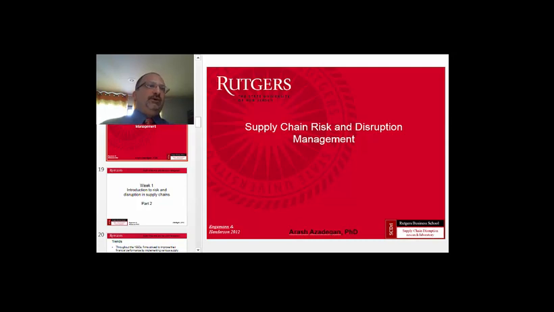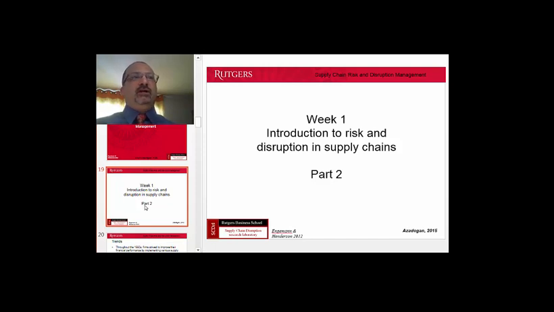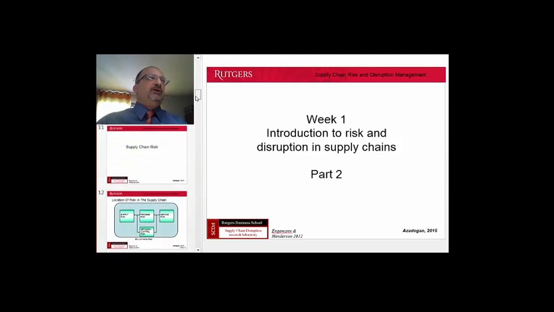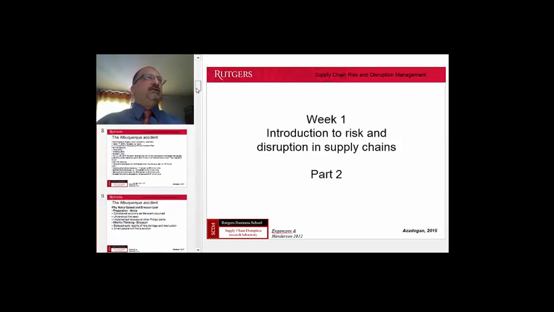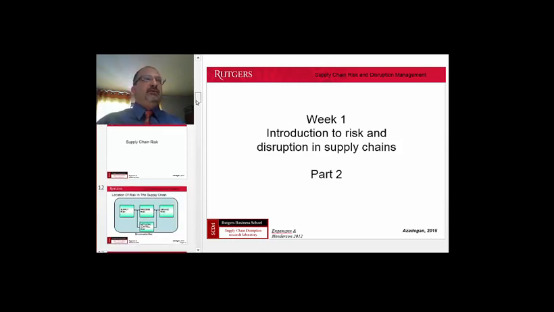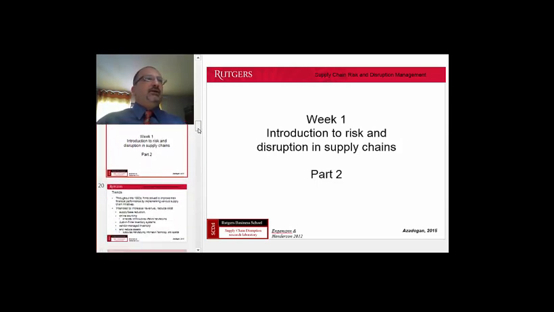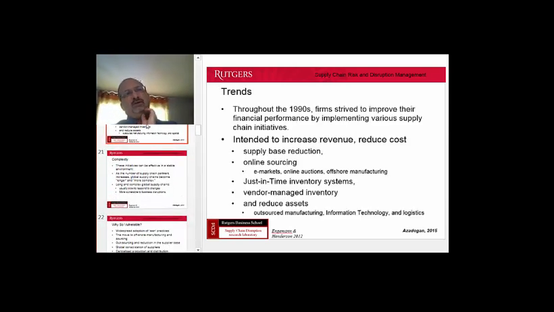Okay, so welcome to part two of Introduction to Risk and Disruption in Supply Chain Management for week one. We talked about some of the different aspects related to location and risk associated with supply chains, defined supply chain disruptions, and provided an example in the earlier part of this lecture. But let's also talk about some of the trends that have caused supply chain risk to increase and disruptions to be more manifest. Number one, some of it is self-inflicted.